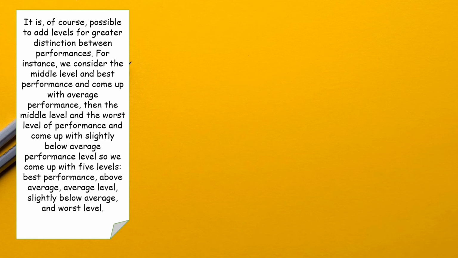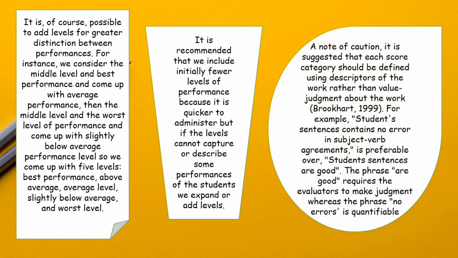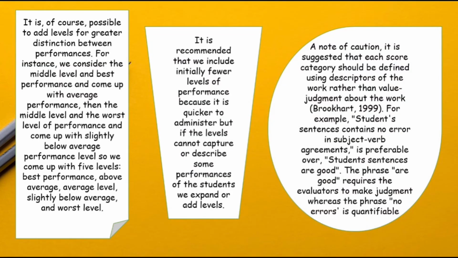It is, of course, possible to add levels for greater distinction between performances. For instance, we consider the middle level and best performance and come up with average performance. Then the middle level and the worst level of performance and come up with slightly below average performance levels, so we come up with 5 levels: best performance, above average, average level, slightly below average, and worst level.